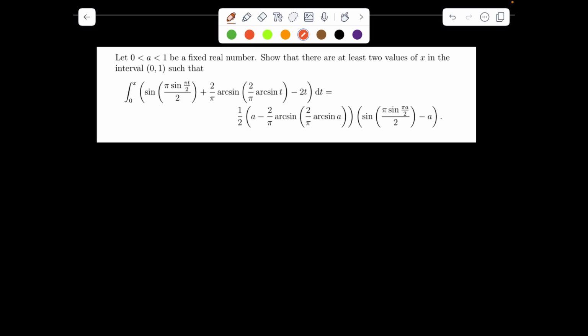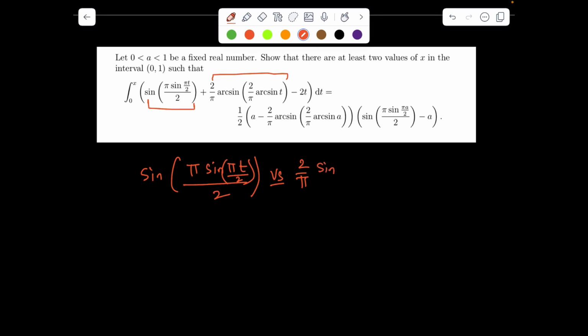So first you must have noticed something. This function, sine of pi t by 2 over 2, feels to be very intimately connected with this expression, right? Because it's this versus 2 by pi arc sine, which means sine inverse t, right? So it feels like they are closely connected. It's not very difficult to notice. And the first observation is that they are inverse of each other.